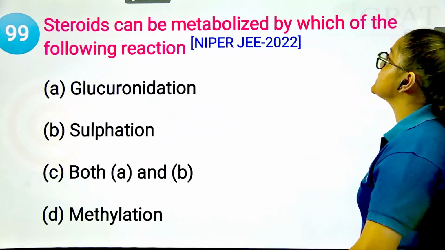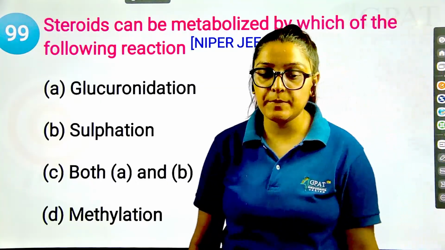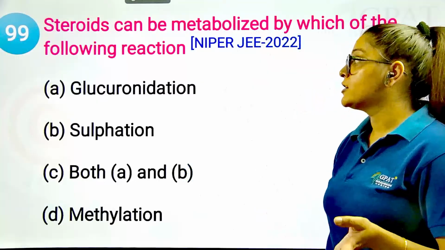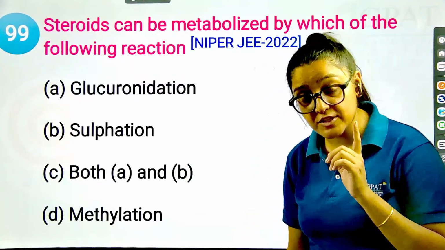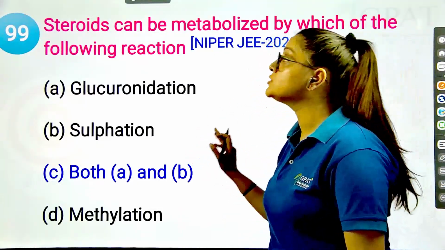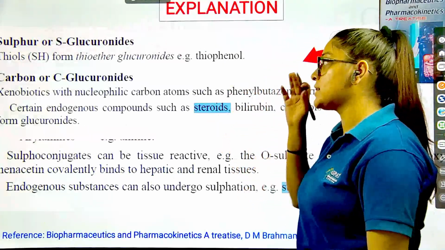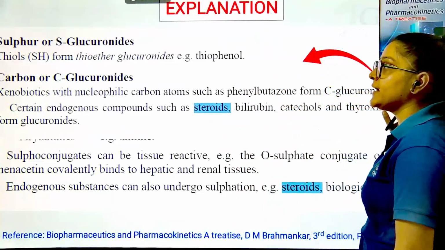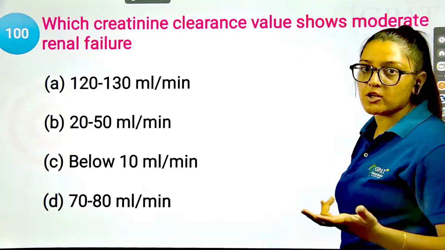Next, steroids can be metabolized by which of the following reactions? Can it be your option number A, glucuronidation? It is correct. Sulfation, yes, it is also correct. So these are metabolized by both your phase 2 reactions, glucuronidation as well as sulfation, right? Based on the nature of the compound.